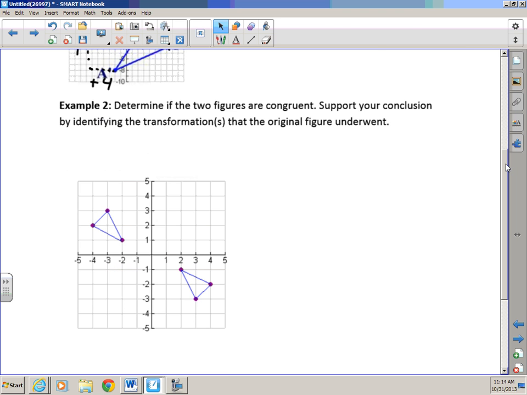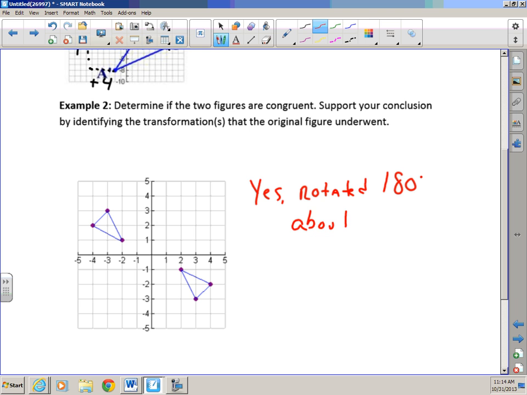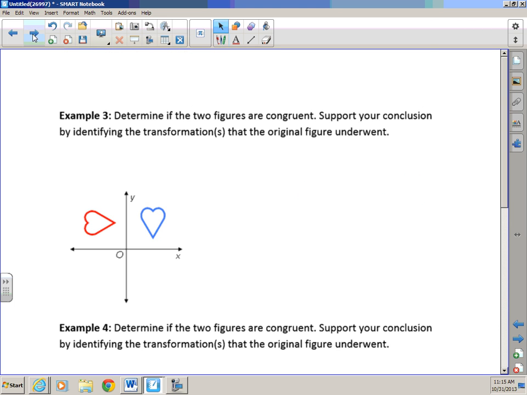Number 2, are they congruent? Yes. We rotated 180 degrees about the origin. Okay? You don't need to tell me clockwise or counterclockwise because you still get the same place no matter which direction you took. And what you can see is that I went from (-2, 1) to (2, -1), meaning all of the signs were reversed. Okay? Next example.